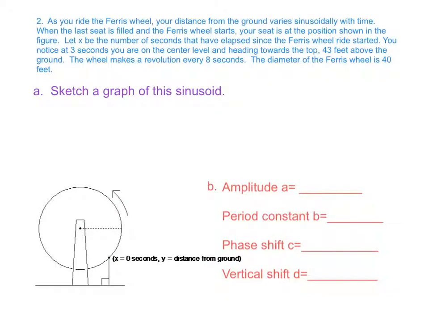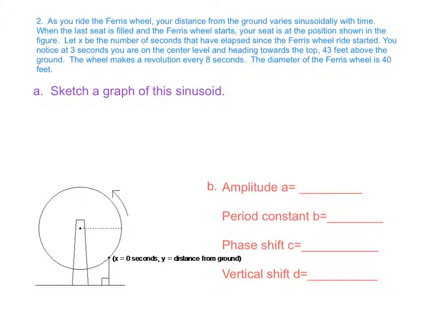Okay, number 2. As you ride a Ferris wheel, your distance from the ground varies sinusoidally with time. When the last seat is filled and the Ferris wheel starts, your seat is at a position shown in the figure. Let x be the number of seconds that have elapsed since the Ferris wheel ride started. You notice at 3 seconds you are on center level heading towards the top, 43 feet above the ground. The wheel makes a revolution every 8 seconds. The diameter of the Ferris wheel is 40 feet.